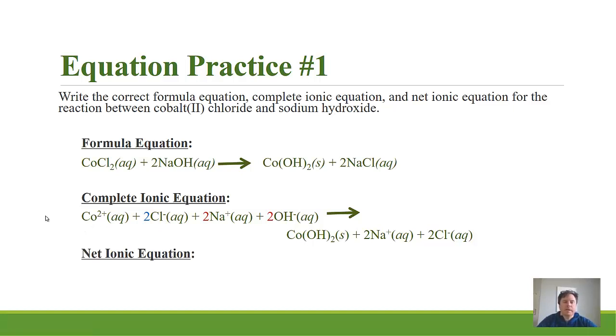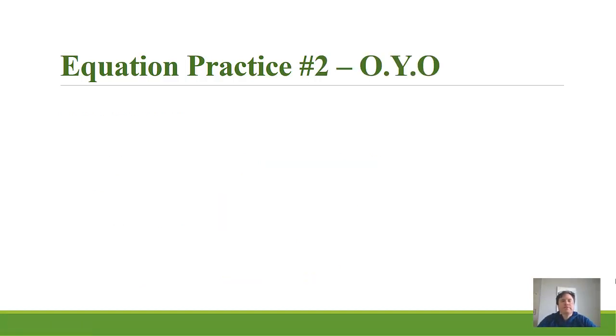Okay, so what we see, I'm going to have cobalt plus 2 hydroxide to give me cobalt 2 hydroxide. And there is our net ionic equation. So not too bad. All right, let me have you try this one on your own.